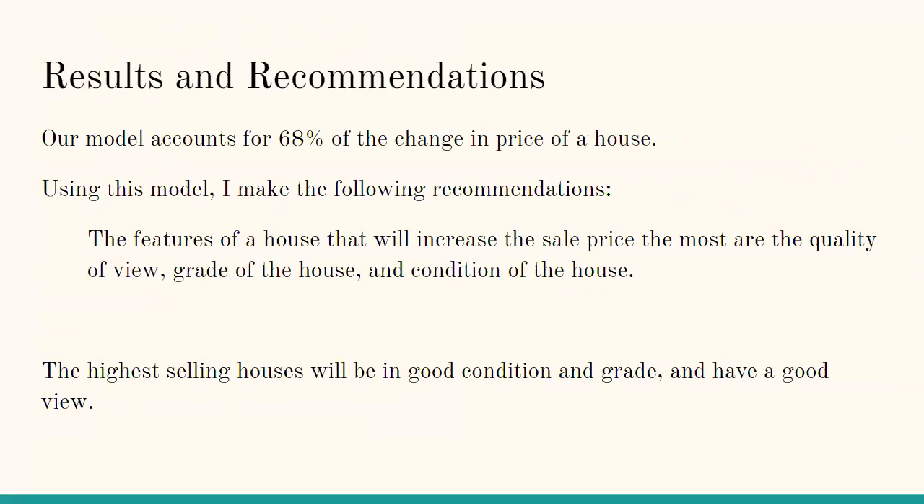So as far as results and recommendations, our model accounts for 68% of the change of the price in a house. So that means when we make a prediction with this model, 68% of the time it's going to explain the difference. So using the model, I get a coefficient for each factor, and that coefficient tells me for each increase in this coefficient, here's the increase in price.